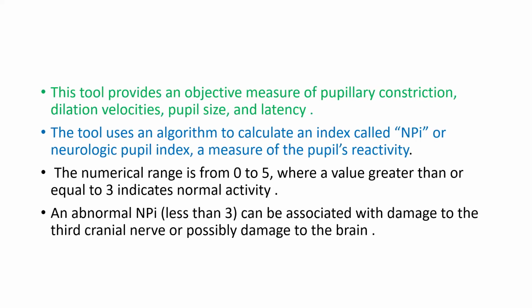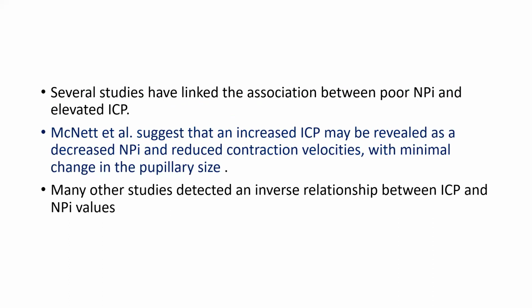This tool provides objective measures of pupillary constriction, dilatation, velocities, pupil size, and latency. The tool uses an algorithm to calculate an index called the neurological pupil index, which measures the pupil's reactivity. The numerical range is from 0 to 5, where a value greater than or equal to 3 indicates normal activity. An abnormal neurological pupil index, less than 3, can be associated with damage to the third cranial nerve or possible damage to the brain.